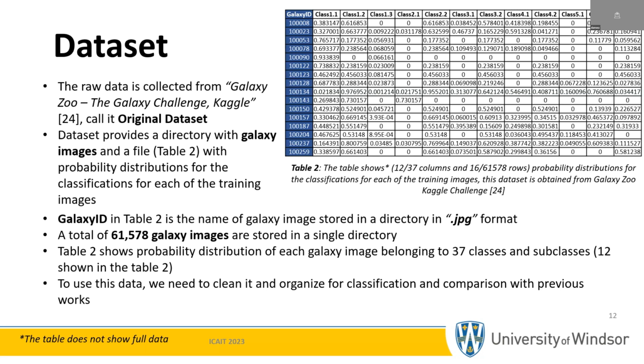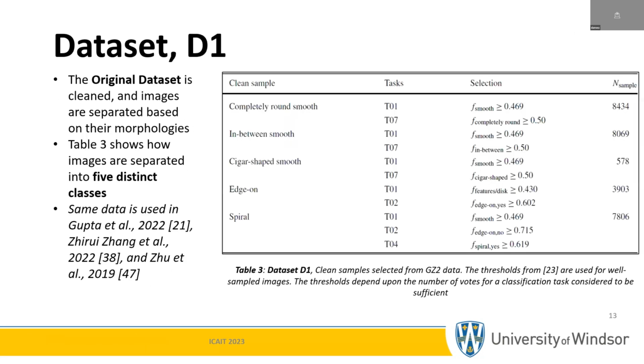We got a total of 61,578 galaxy images that we downloaded. We cleaned it up a little bit, since we had 2 experiments to carry out. We curated our data set number 1 for classifying 5 different galaxy types, or morphologies. These are the names of the 5 galaxy shapes and the number of samples in those 5 categories. This data set was used in a few research works, and we will do some comparison later on with those.